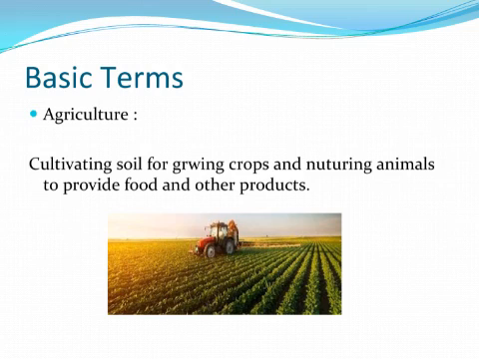So see children, usually whenever we think about agriculture, we think we should grow more plants, but that is not completely the right answer. Two things you need to keep in your mind: the first one is cultivating soil for growing crops, and the second one is nurturing animals. So both these 2 points define agriculture, for the purpose of food and other products that we get from plants as well as from animals.